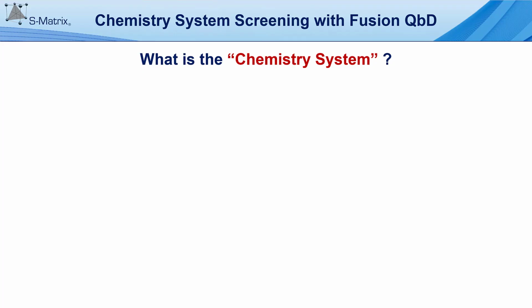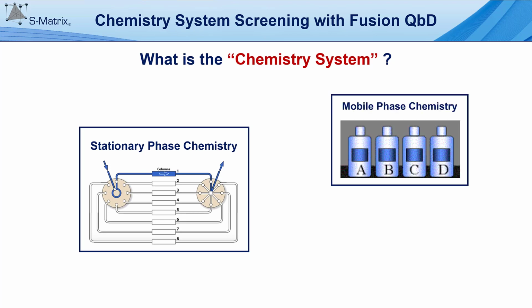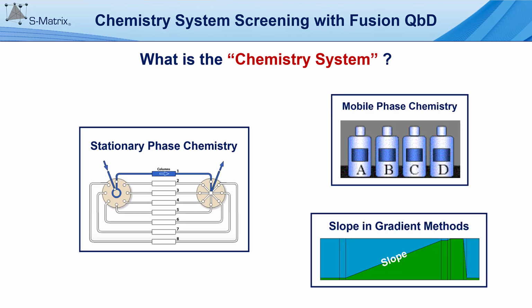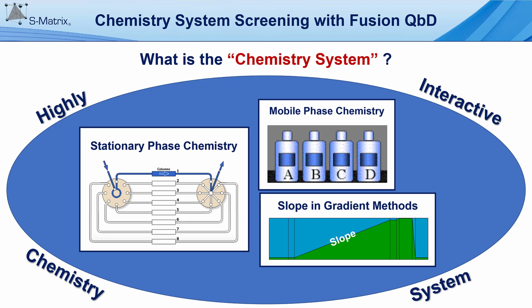First, let's briefly discuss what we mean by a chemistry system. The elements of a chemistry system include the stationary phase chemistry, the mobile phase chemistry, and in gradient methods, the slope, which represents a change in the chemistry conditions over time. These components actually represent a highly interactive chemistry system.